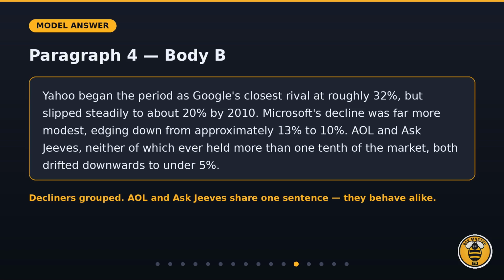Paragraph 4, Body B. Yahoo began the period as Google's closest rival at roughly 32%, but slipped steadily to about 20% by 2010. Microsoft's decline was far more modest, edging down from approximately 13% to 10%. AOL and Ask Jeeves, neither of which ever held more than 1/10 of the market, both drifted downwards to under 5%. Notice the last sentence handles two engines at once because they behave the same way.